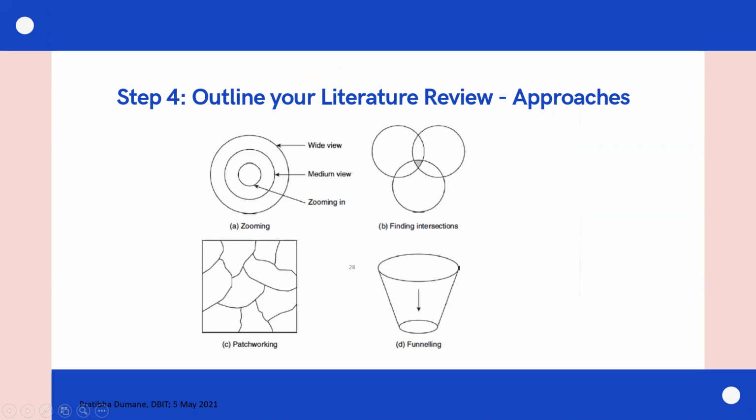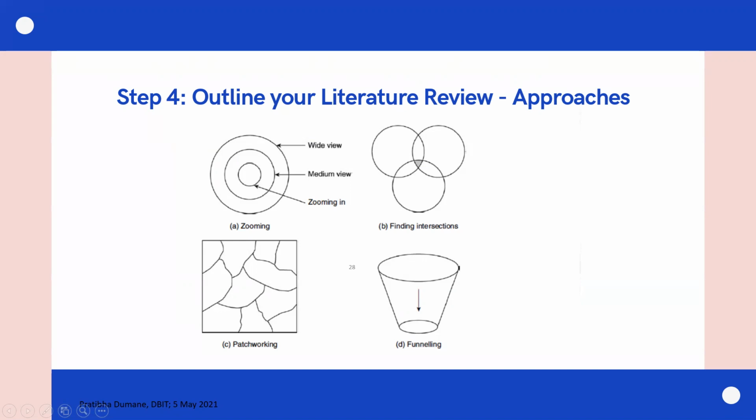Now coming to the different approaches for your literature review, there can be an approach called zooming in, or finding intersections, or patchworking, or funneling. In zooming in, you are first having a broader picture, you're going into further depth and then zooming into your research question. Or you may find intersections, commonalities or differences between the different approaches, or maybe patchworking or funneling.